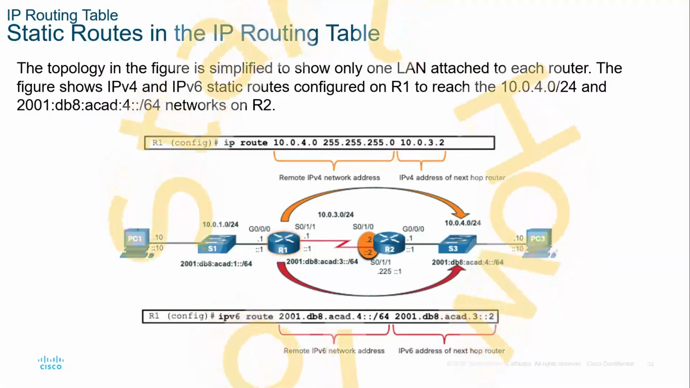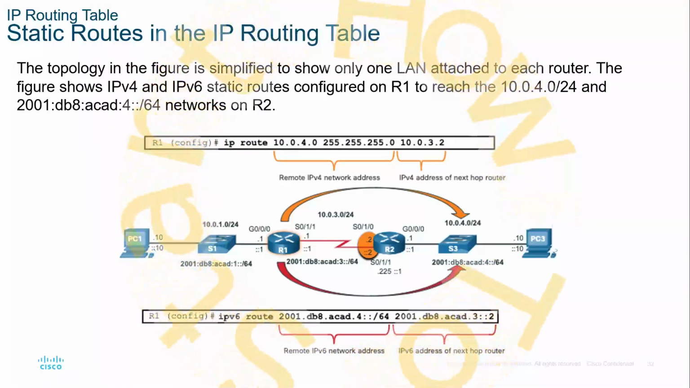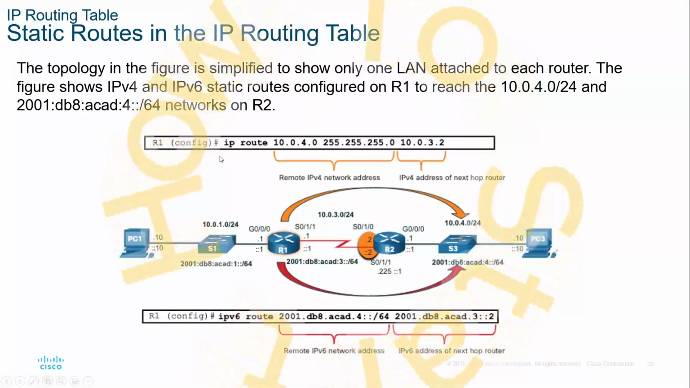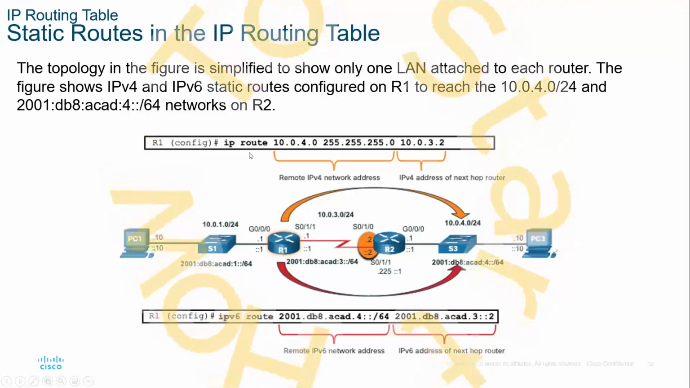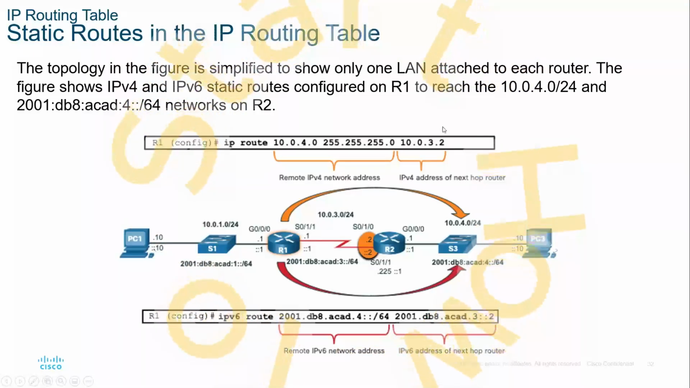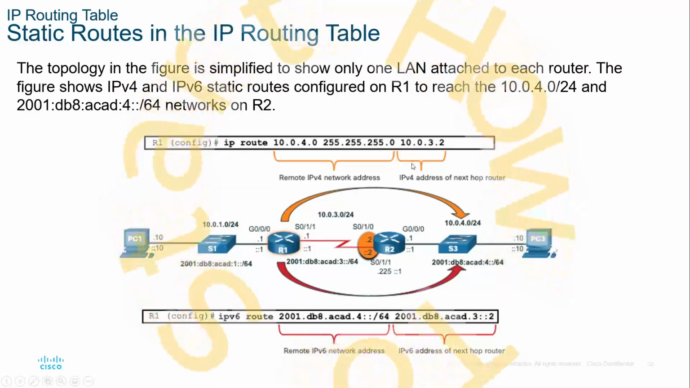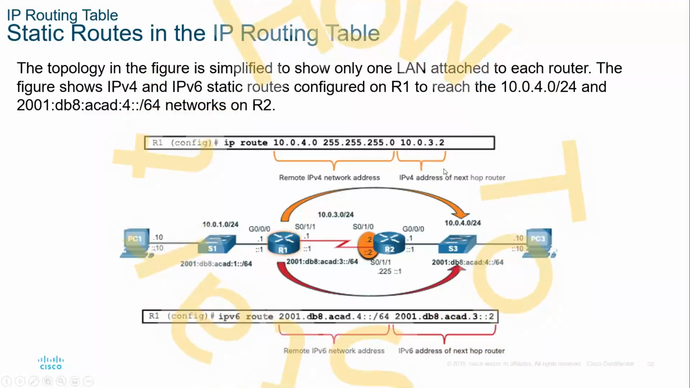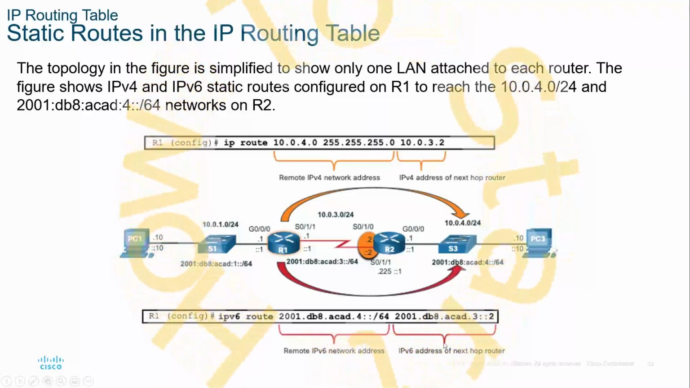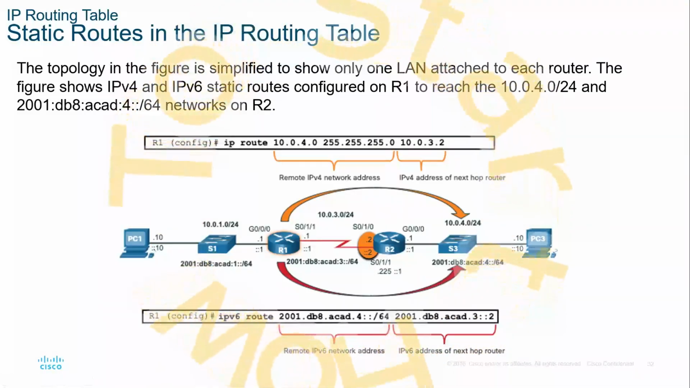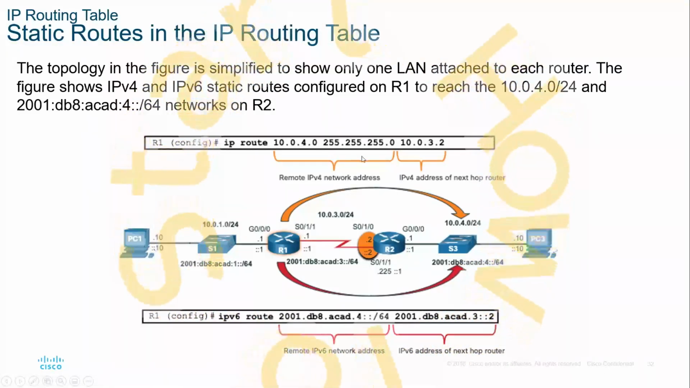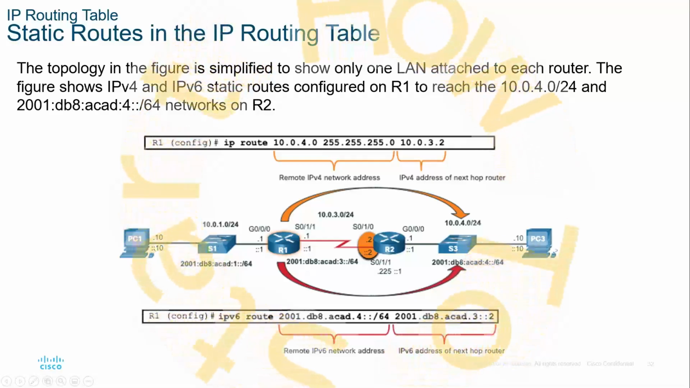Here is a manually configured IPv4 and IPv6 route. You will notice at the configuration section, ip route, our remote network and subnet mask, and then it will be either the IP address of the next hop or the exit interface. The same general structure applies for IPv6, except in IPv6 you will be using the slash notation instead of the dotted decimal notation.